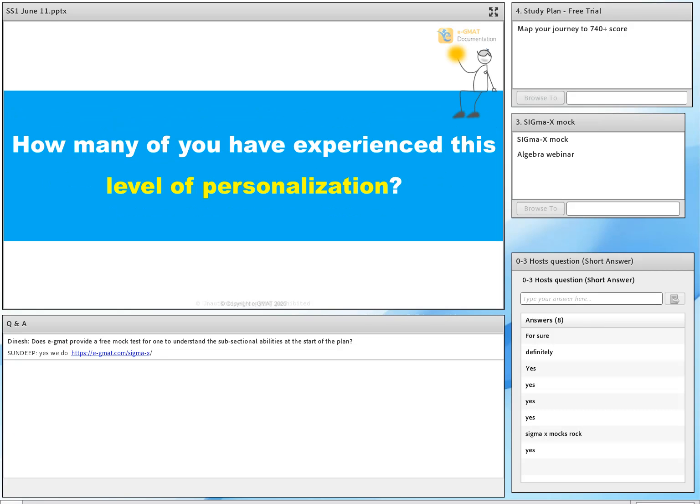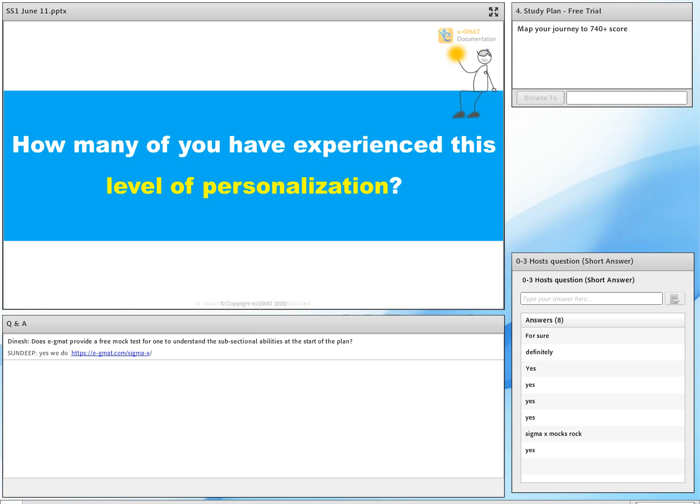The challenge is, how do you track your improvement when you are at any particular stage of learning, which is kind of where eGMAT comes in. We've built technology and content that precisely tracks your improvement for every stage of learning. But let's ask this: how many of you have experienced this level of personalization while preparing for the GMAT?